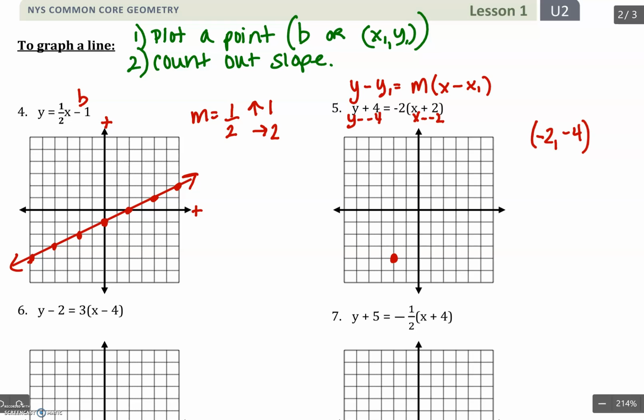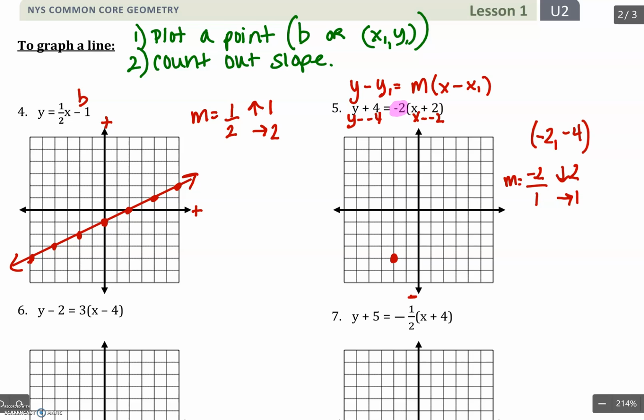Okay, and then my slope is this -2 in front here. So a -2 is really a -2 over 1. It's going to be rise over run, so up or down first. A negative tells me down 2, and a positive 1. So down 2, right 1.